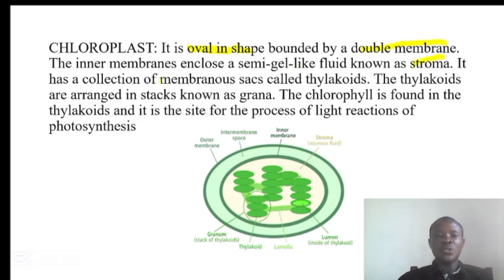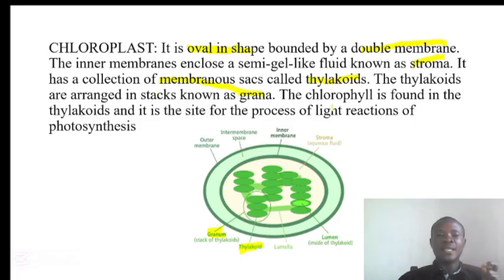It has a collection of membranous sacs called thylakoids. On this slide, you can see the thylakoid here. One of these green structures we have there is what we call a thylakoid. They are in a stack-like form. That means they are lying on top of one another. And one group of these thylakoids is what we call a granum. The plural form, like all of this one, we call grana. So the thylakoids are arranged in stacks known as grana.